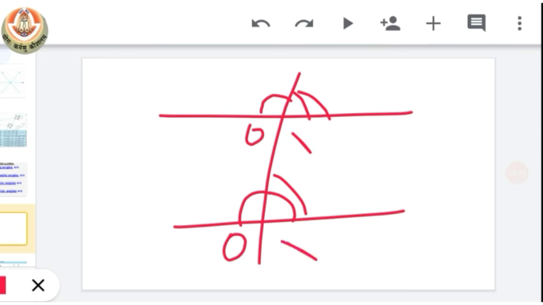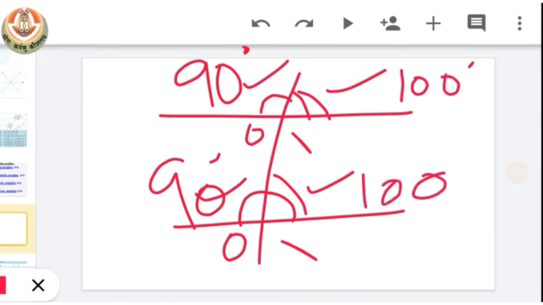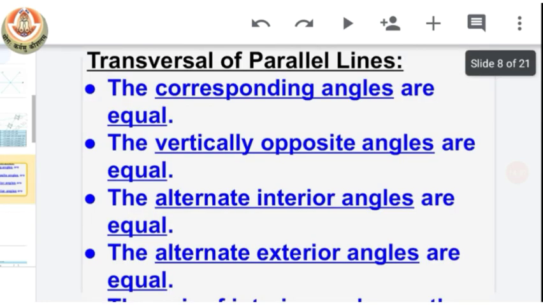Okay, so that means when a transversal intersects two parallel lines, then this angle is equal to this angle. If it is 90 degrees, this will be 90 degrees also. Similarly, this angle is equal to this angle. In case this is 100 degrees, this is also 100 degrees. Okay, I hope you are getting it very well.